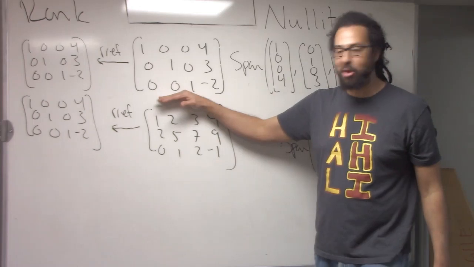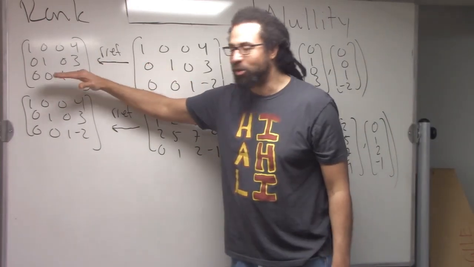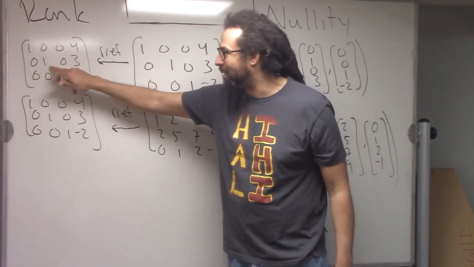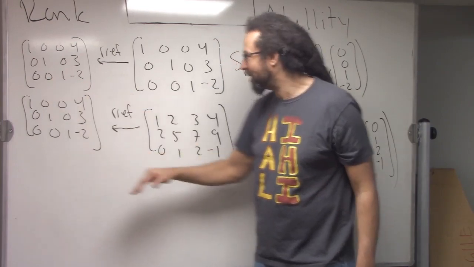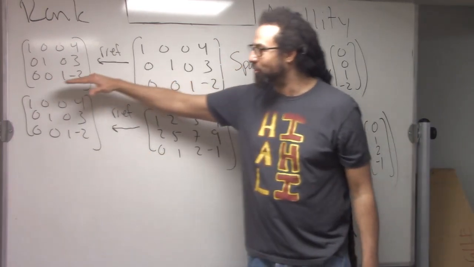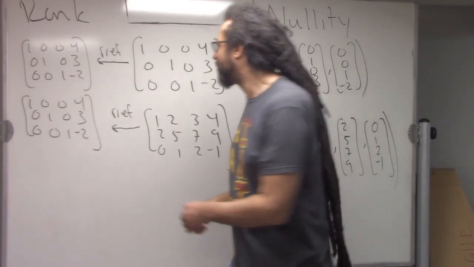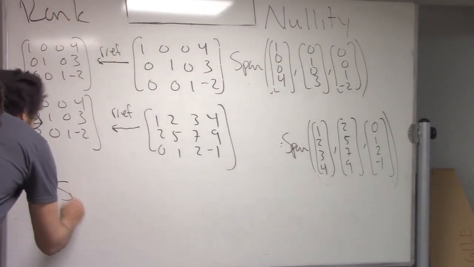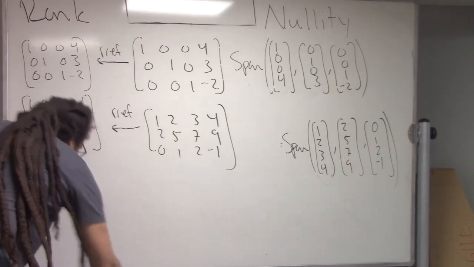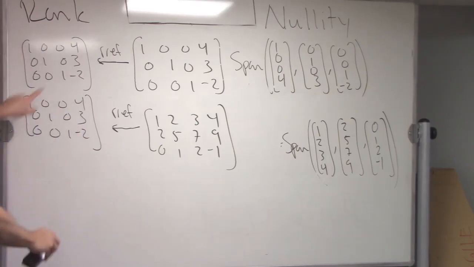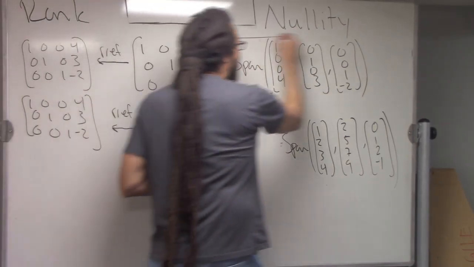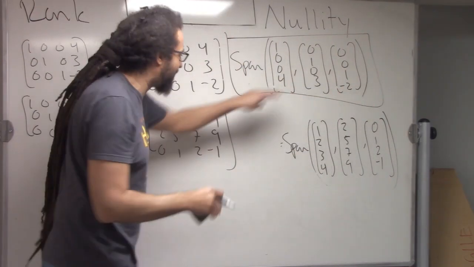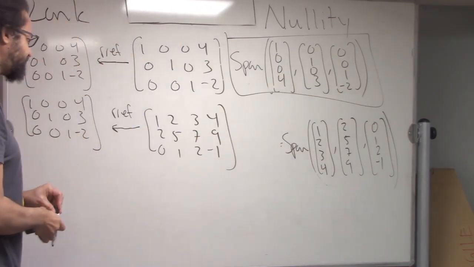How do you find the row space? Put the matrix in reduced row echelon form and then pick out the non-zero rows. This matrix is already in reduced row echelon form, so the row space of this matrix is exactly this thing. It's the span of these three vectors.